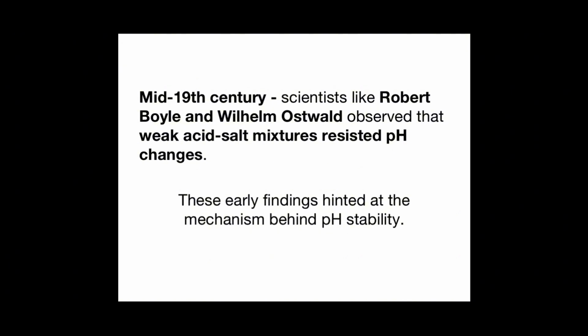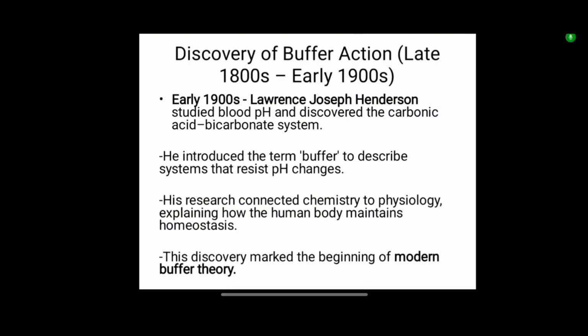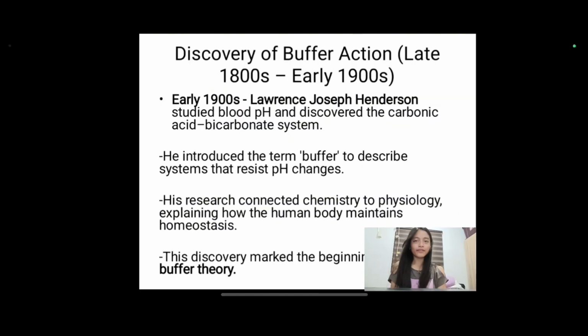This was the first real sign that certain substances can makastabilize the ion sa pH. That's basically how a buffer works. These early findings hinted at the mechanism behind pH stability. The discovery of buffer action in the late 1800s to the early 1900s. Let's start in the early 1900s.